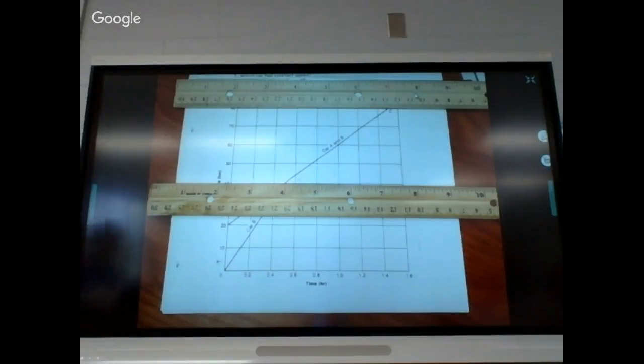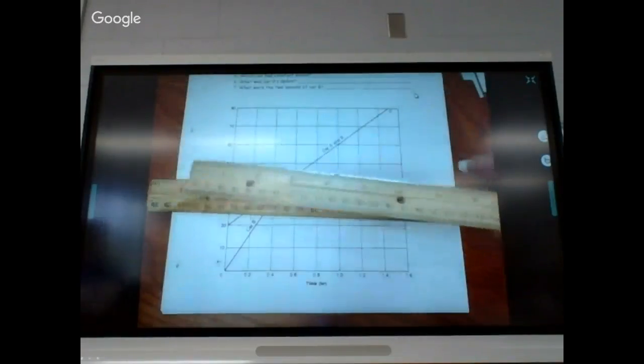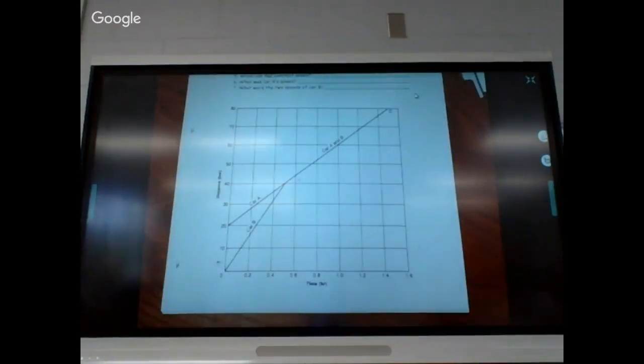All right, so number 4. How long did it take both cars to get to point C? 1.5. All right, I hear a 1.5. It says, how long did it take both cars to get to point C? Jacob's yelling 1.5. Do we agree with him or disagree? What do you think, Ashanti?